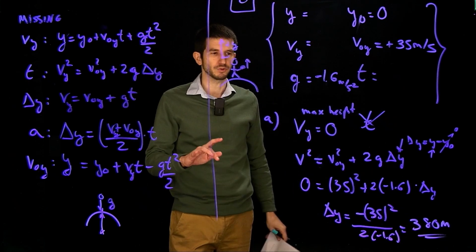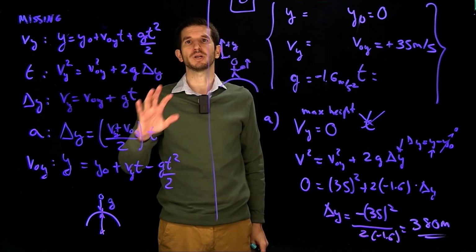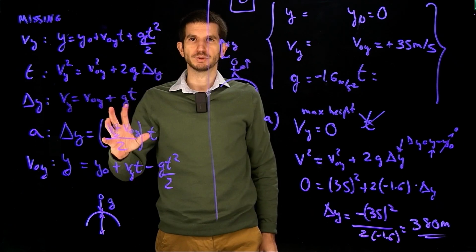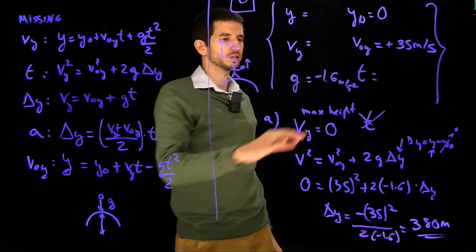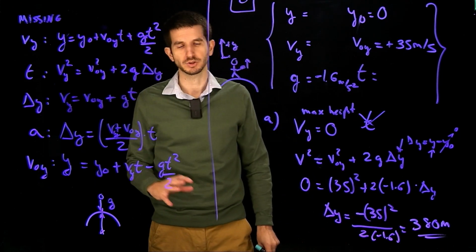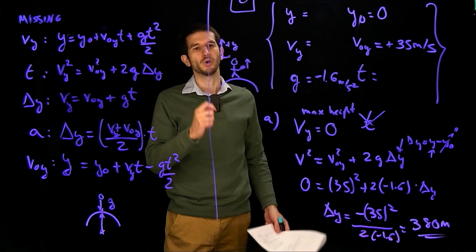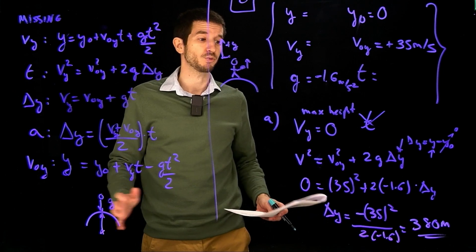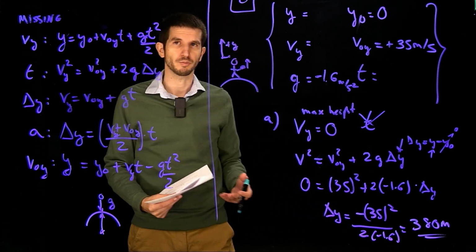Now it's an interesting thing to notice here. There is no mass anywhere in here. That means any object thrown on the moon with this velocity will always reach a maximum height of 380 meters. It doesn't matter if you throw a piano or if you throw a feather or a pencil or whatever you throw, because again, there is no room for mass in here.